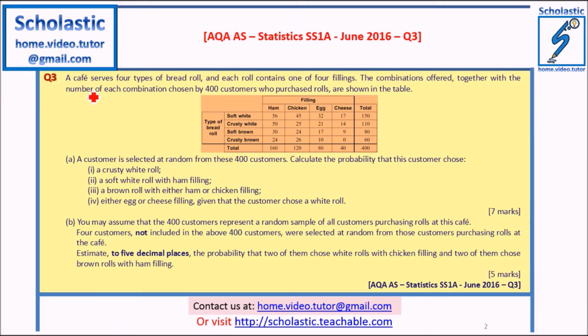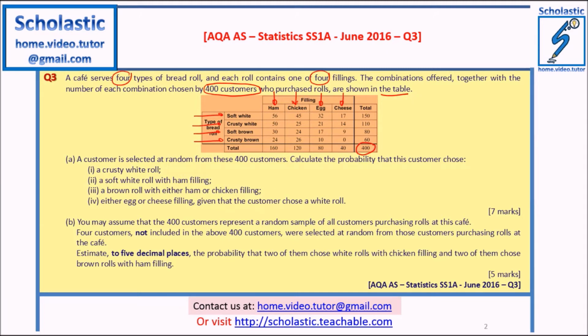A cafe serves 4 types of bread roll and each roll contains one of 4 fillings. The 4 types of bread rolls: soft white, crusty white, soft brown, crusty brown. The 4 types of fillings: ham, chicken, egg, cheese. And there are 400 customers. In total, 400 customers are shown in the table.